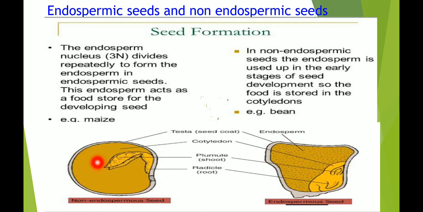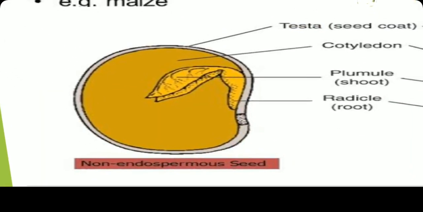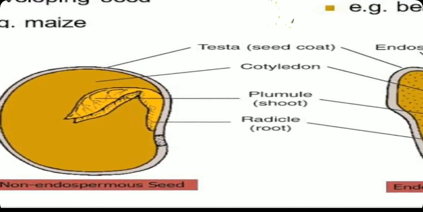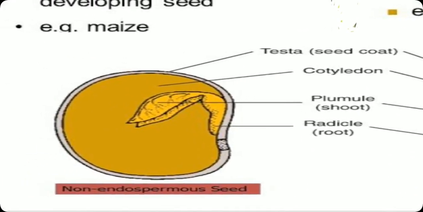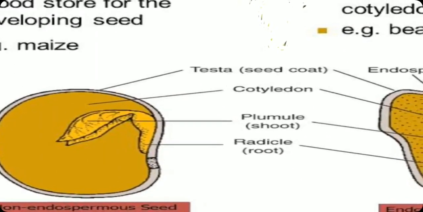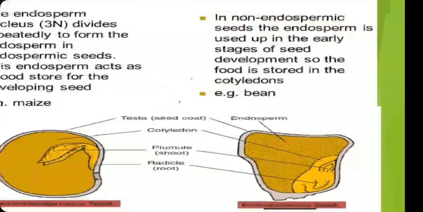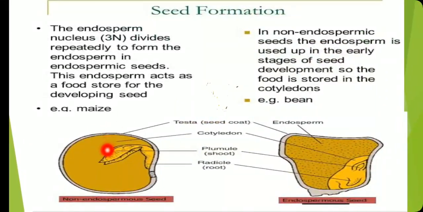So here you can see this yellow part actually. This is called the cotyledons. Okay, yes, this is the cotyledon. So this cotyledon provides nourishment to the developing embryo, and examples of non-endospermic seeds are gram, pea, beans, and pulses. So this is the picture of non-endospermic seeds, and this is the definition of non-endospermic seeds. Got it?